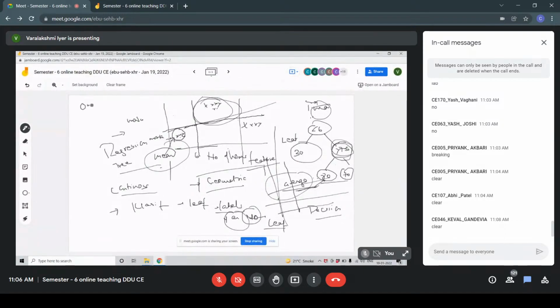So here also the overfitting problem can occur. How will overfitting occur in this case? How can overfitting occur in this case?